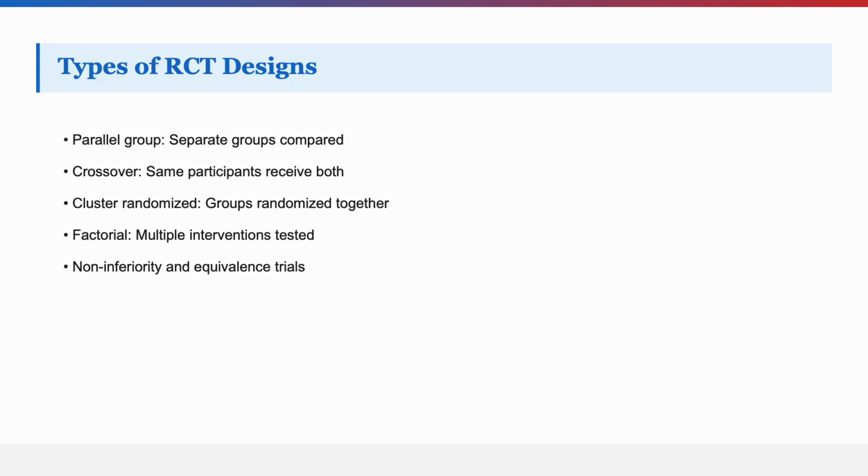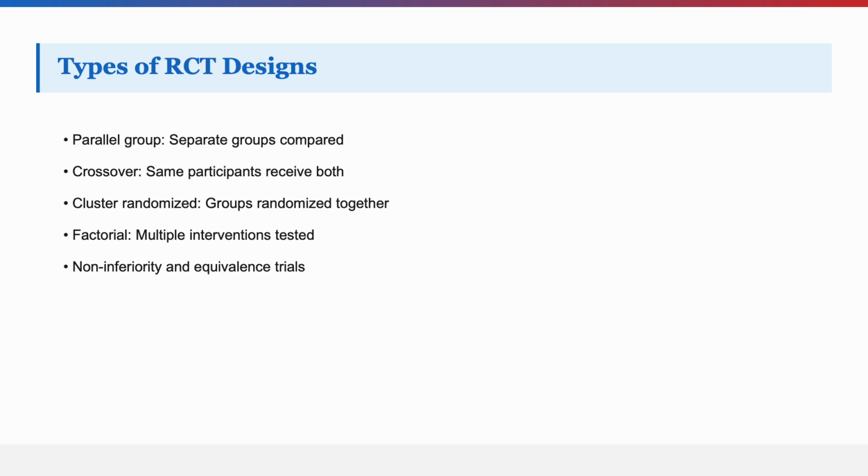RCTs come in several variations designed for different situations. Parallel group trials are the classic design. Participants are randomized to intervention or control and followed separately. Most drug trials use this design. Crossover trials have each participant receive both intervention and control in sequence, with a washout period between. Each person serves as their own control. This is efficient but only works for conditions where treatment effects are reversible.